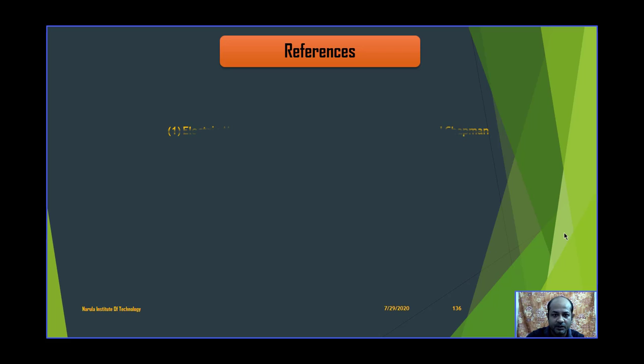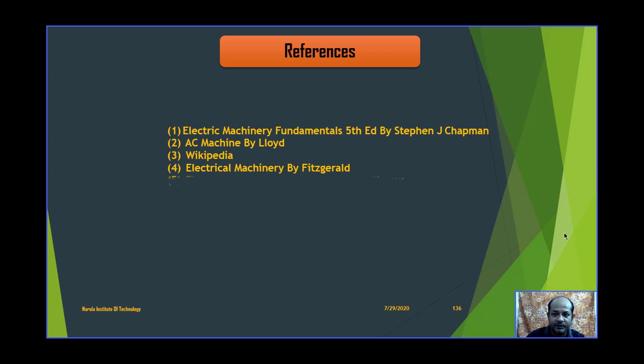These are a few references which help us to develop the equivalent circuit.